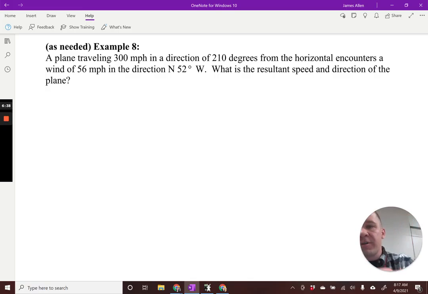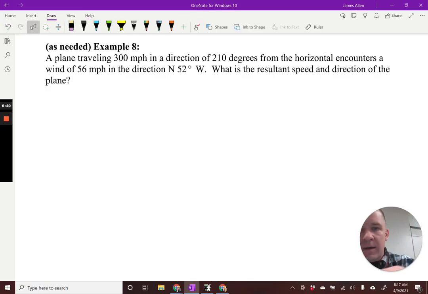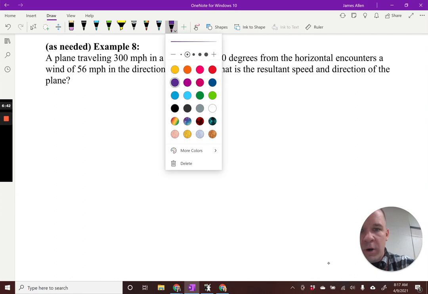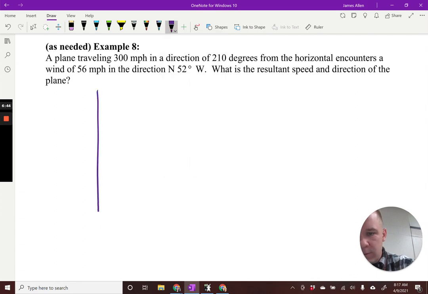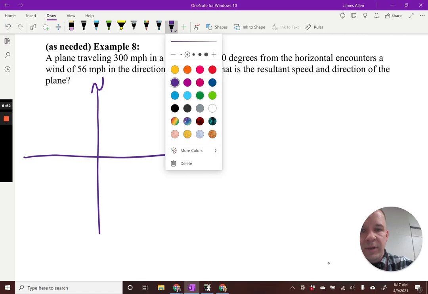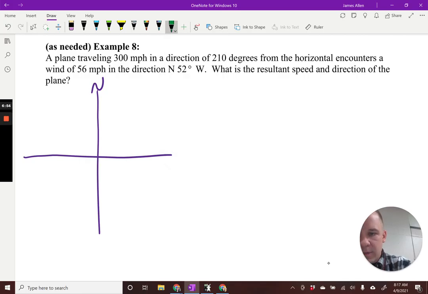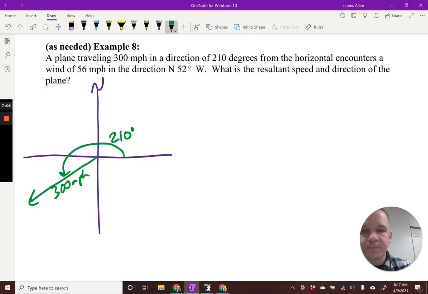So let's draw this up. I'll start with, we'll go purple again. And we've got north up here, right? So first off, we got the 210 degrees. I'll do the plane in green. So 210 degrees from the positive x-axis is going to be right here. 210. And then we said that one's 300 miles per hour.